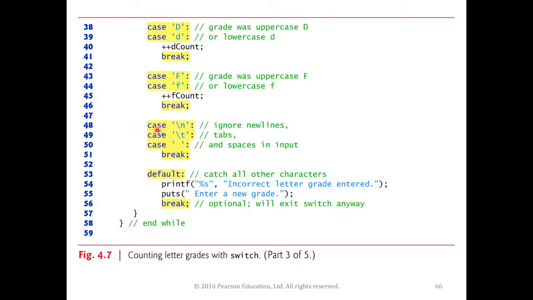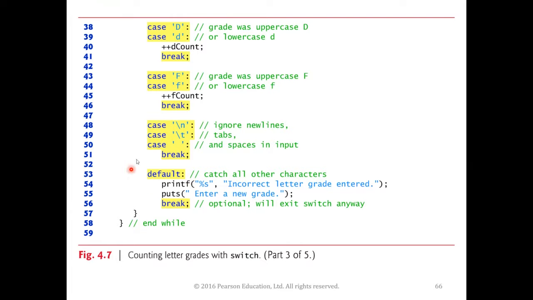Now, one more thing. You are also adding cases for new line. So whenever the user presses enter, whenever the user presses tab, or whenever the user presses the space bar, what do you want the program to do? You want the program to do nothing. So you just want it to come out of the break statement and then again go and do another loop. So your program is going to keep repeating until the end of file character is entered.